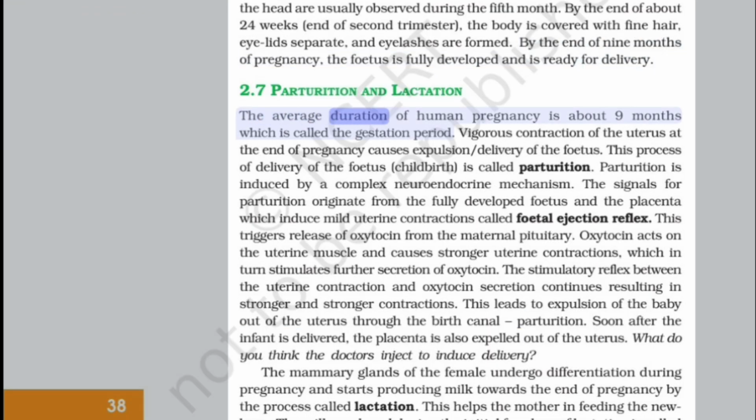The average duration of human pregnancy is about 9 months, which is called the gestation period. Vigorous contraction of the uterus at the end of pregnancy causes expulsion or delivery of the fetus. This process of delivery of the fetus, childbirth, is called parturition. Parturition is induced by a complex neuroendocrine mechanism.